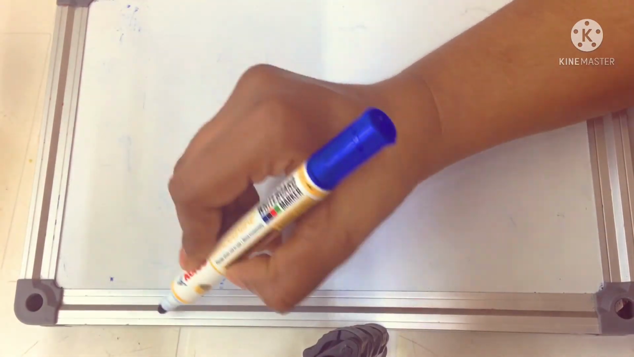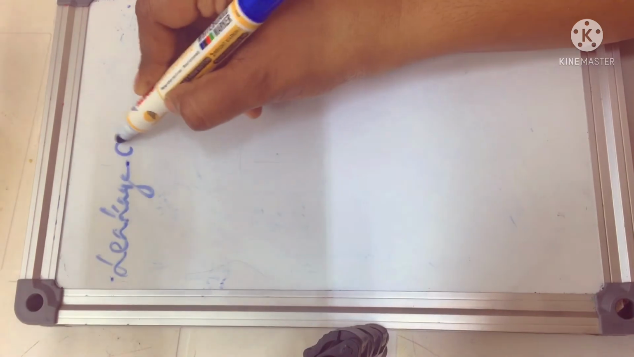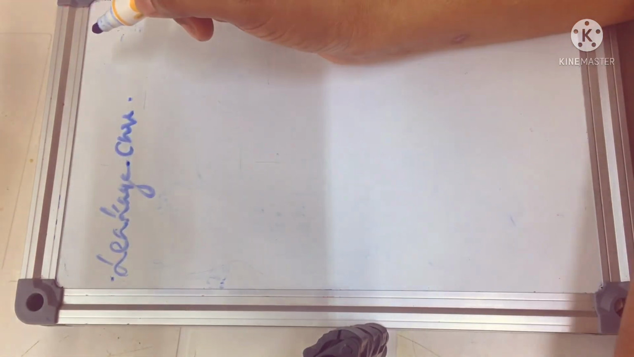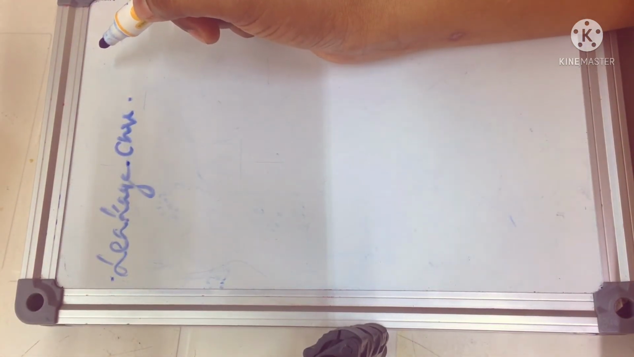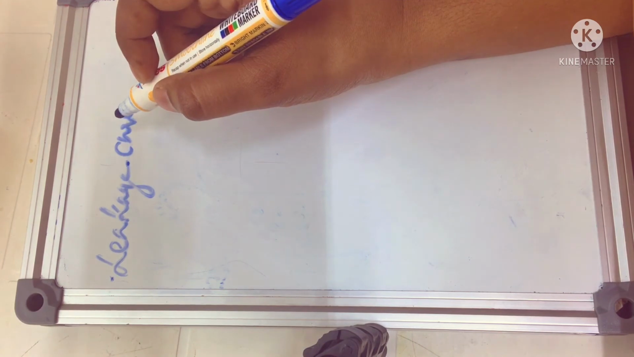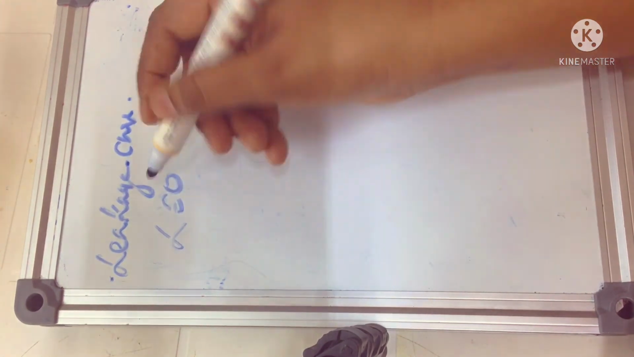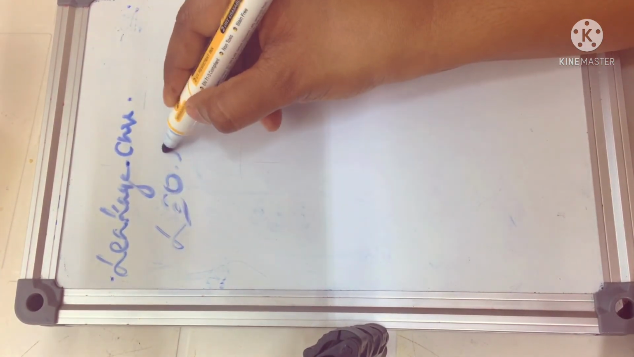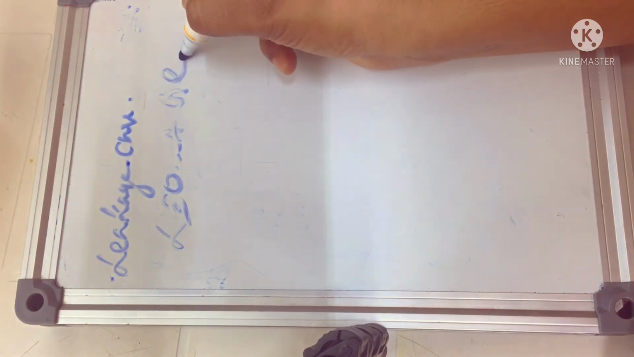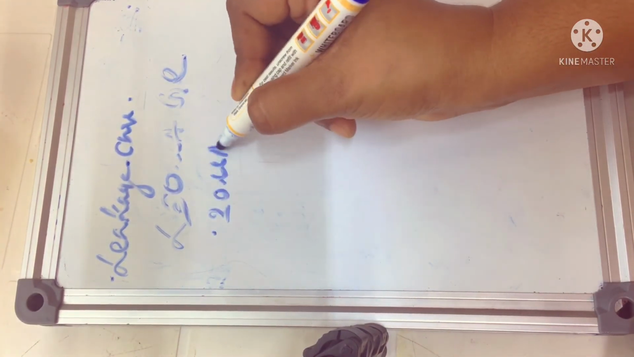From the graph, what is leakage current? It is the current that flows through the diode when reverse voltage is applied. It is in the range of microampere. It is due to minority charge carriers. Then what is the value of leakage current? Less than 50 microampere for germanium and 20 microampere for silicon.